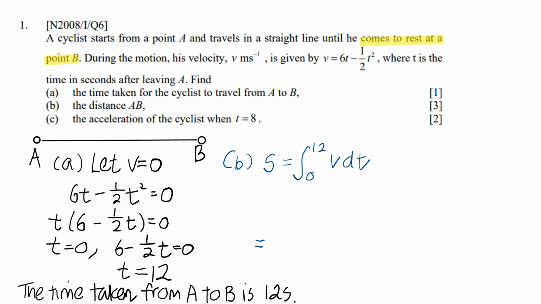By doing that, it actually helps us avoid having to find the constant c. Otherwise, you will have to integrate v with respect to time as an indefinite integral plus c, and then substitute in when t is 0, s is 0 to find the constant c. But if you integrate velocity with respect to time from 0 to 12, you're actually doing a definite integral, so you don't have to find the constant c.